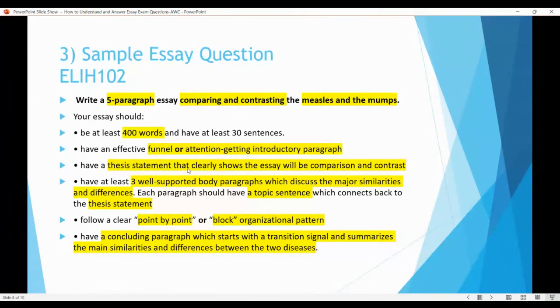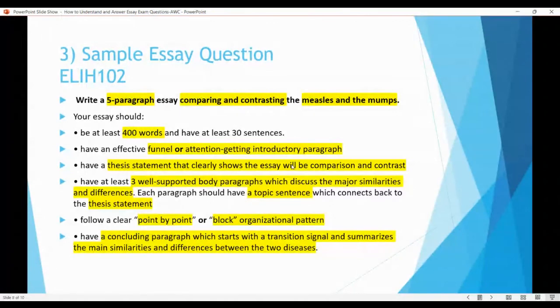Now again, a thesis statement that clearly shows the essay will be comparison and contrast. So suppose you write an introductory paragraph of this essay, comparing and contrasting measles and mumps. In the thesis statement you have to say that there will be comparison and contrast. Or you can say the essay will discuss similarities and differences.